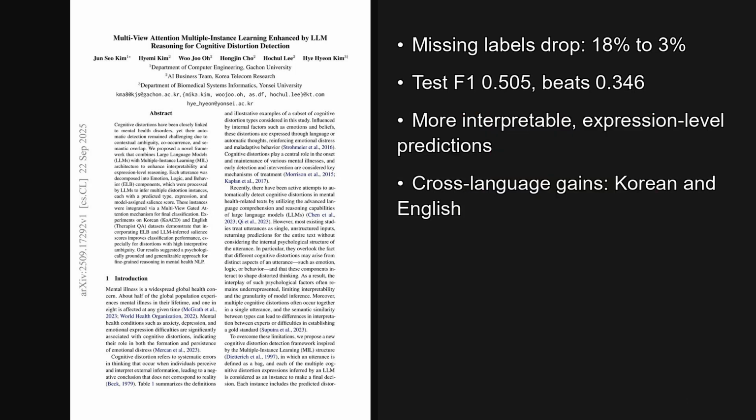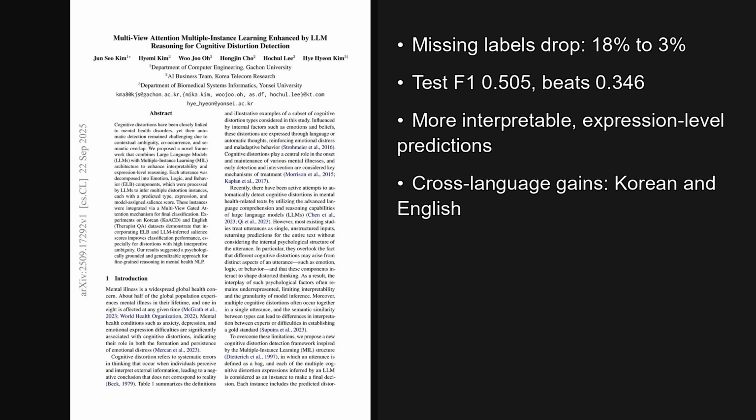I'm Alex. Today we're looking at a paper from the Hugging Face trending list, published on September 22, 2025, which was about 6 days ago. The big result is that this paper's ELB plus salience approach cuts missing label cases. For example, emotional reasoning drops from 17.91% to 2.99%, and it lifts test F1 to 0.505, beating a prior GPT-4 method at 0.346. The paper is titled Multi-View Attention Multiple Instance Learning, Enhanced by LLM Reasoning for Cognitive Distortion Detection.